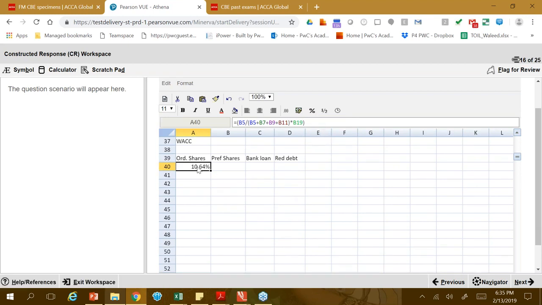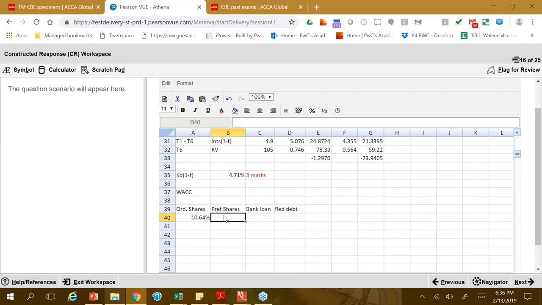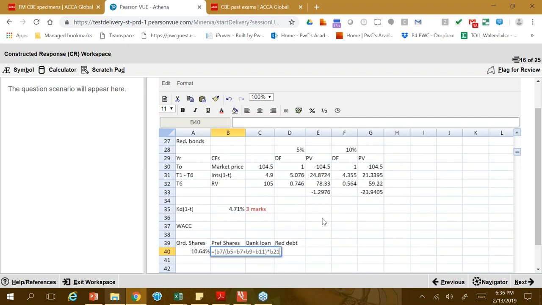So value of equity divided by value of equity plus value of preferred stock plus value of debt, into the cost of equity. We'll do the same thing for the preferred share. I'll take the values again, which is in B7. So B7 divided by B5 plus B7 plus B9 plus B11, into the cost of preferred shares. And the cost of preferred shares is B21. So this is done.